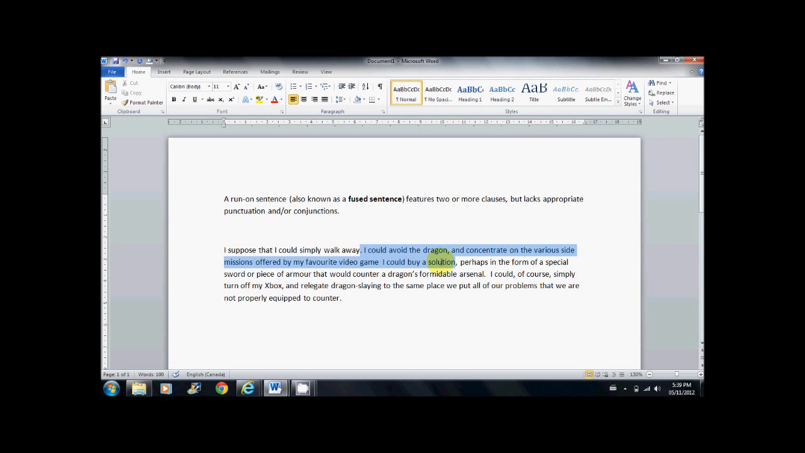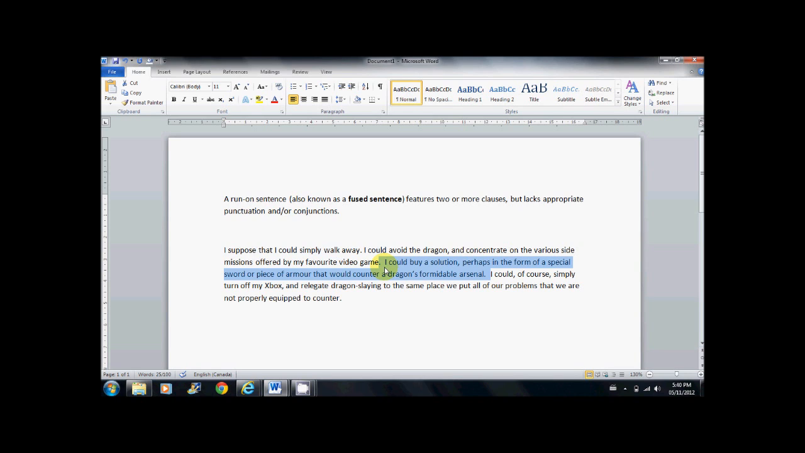As we go on to our next example, "I could avoid the dragon and concentrate on the various side missions offered by my favorite video game. I could buy a solution." You can see here, again, I'd pause naturally here. And this is another example of a fused sentence where we had two sentences that could stand on their own. Here's the first half, and the second half right here. And I had neglected to include punctuation or conjunctions that show the relationship between these ideas.